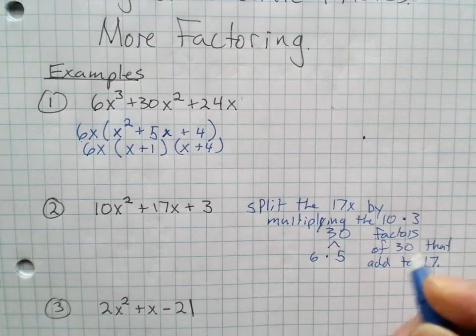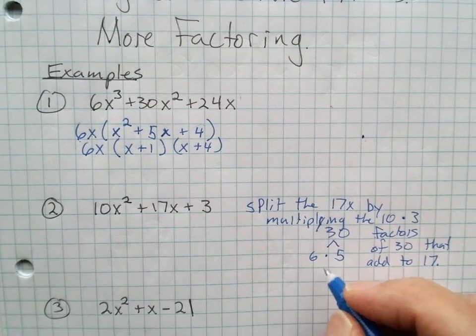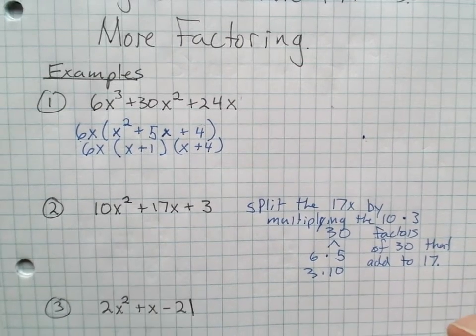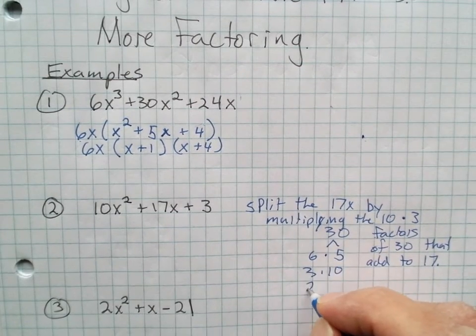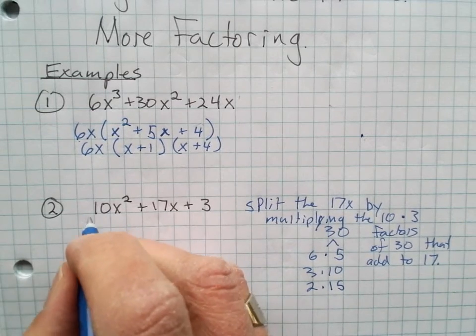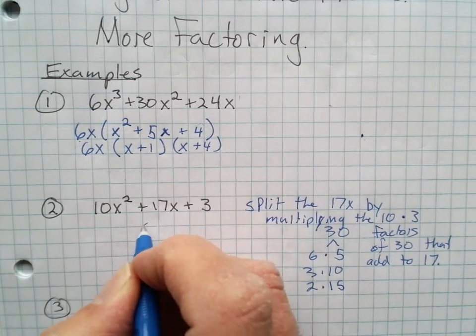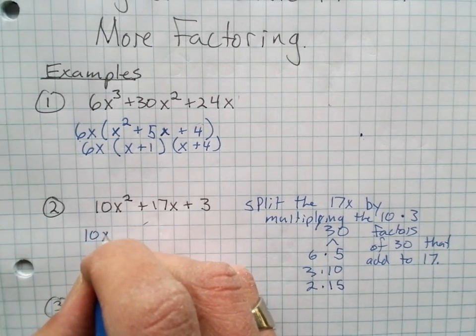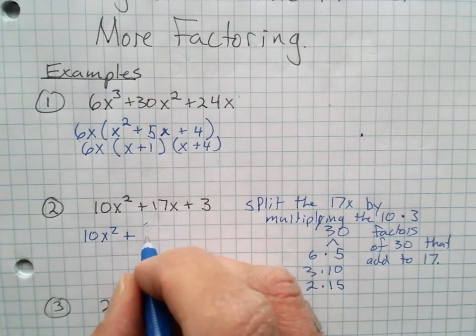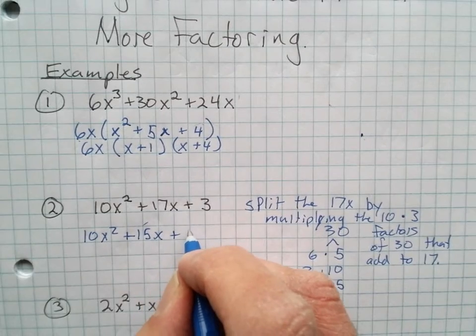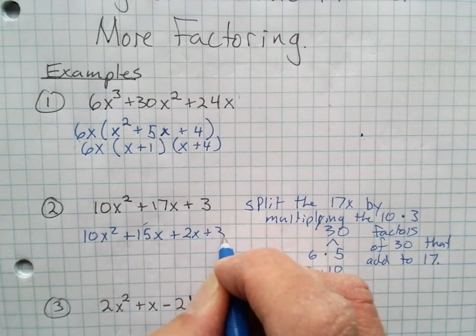6 and 5 is 11. That's not going to work. 3 and 10 gives me 13. Getting better. Guys, check it out. 2 and 15. Do you see that? 2 and 15. So here's how this is going to work. I'm splitting the 17x into 15 and 2. So I'm going to do 10x squared plus 15x plus 2x plus 3, okay?